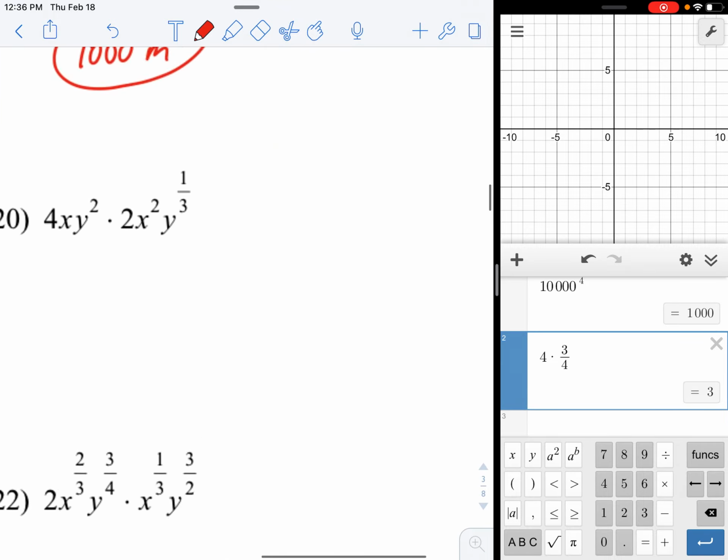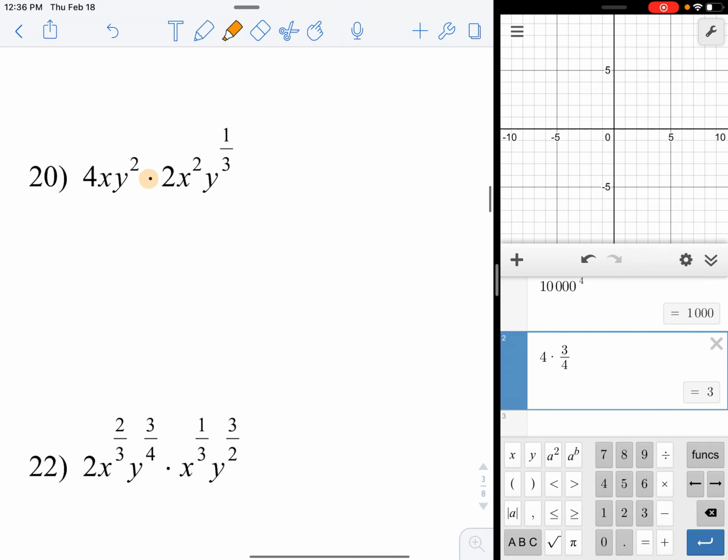All right, what's next? Well, this is a multiplication problem, and you're going to have to handle this in parts. 4 times 2, those are just regular numbers. Don't worry about powers or anything. 4 times 2 is 8, no big deal. Then we have x times x squared.